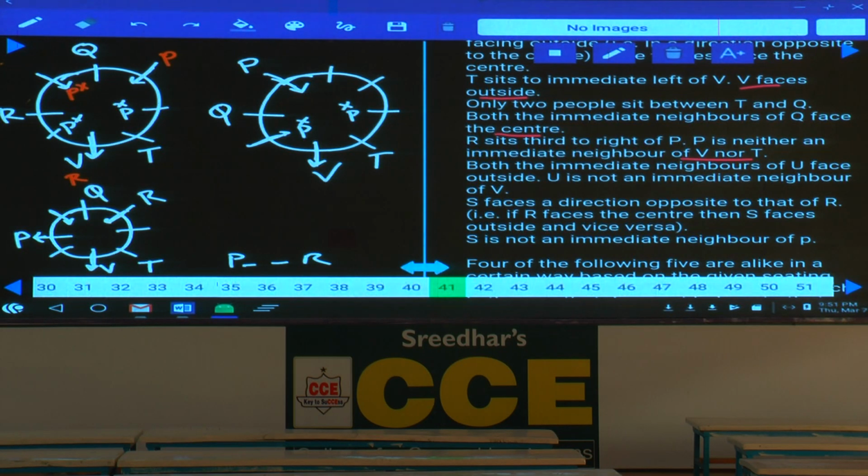If P is here, 1, 2, 3, R and V must be in the same place, which is not possible. Hence, P cannot be at this place. As P cannot be here, then what is the next possibility here? Tell me whether P can be here or not.